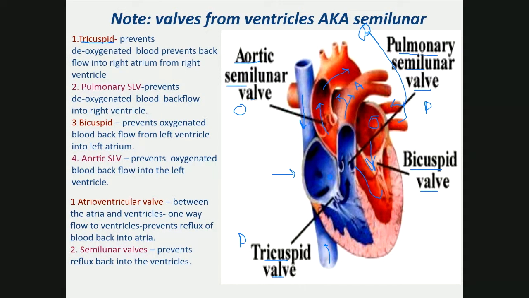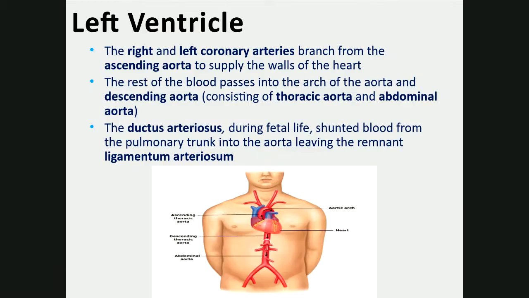And also the aortic semilunar valve is preventing backflow into that left ventricle. The pulmonary semilunar valve is preventing backflow into the right ventricle. Okay? So review this and kind of draw this out. It will help you understand and memorize this pathway.